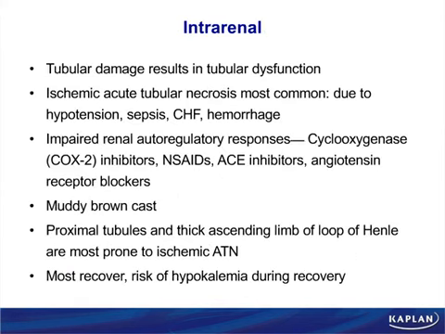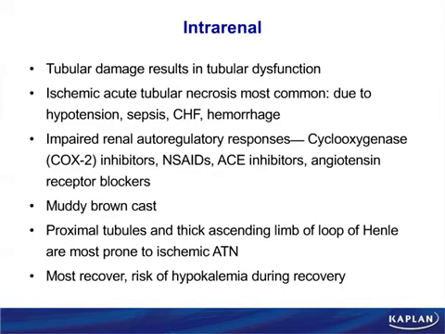Now, in intrinsic renal failure, there is tubular damage leading to tubular dysfunction. This could commonly be due to ischemic acute tubular necrosis. This is due to necrosis of the tubules, most commonly due to hypotension. I commonly see it in sepsis in my patients. This could be due to congestive heart failure or hemorrhage. The tubules get ischemic damage from decreased flow rates. This could be due to drugs that inhibit autoregulation. NSAIDs, common culprit. COX-2 inhibitors or ACE inhibitors or ARBs. You will see muddy brown casts.